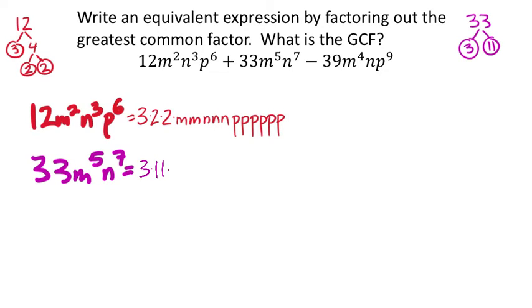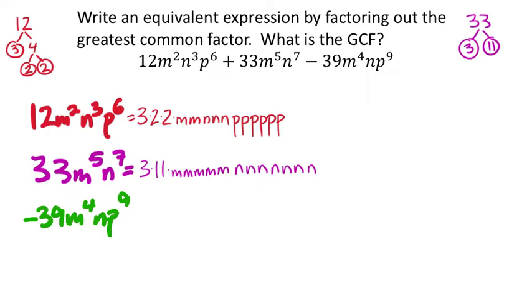And then 5 m's. 1, 2, 3, 4, 5. And then 7 n's. I'll try to use some technology to make this faster. There we go. Maybe not as pretty though. All right, and then we got that last term. Again, that's a negative 39 because of the minus sign, negative 39, m to the power of 4, n, p to the power of 9.